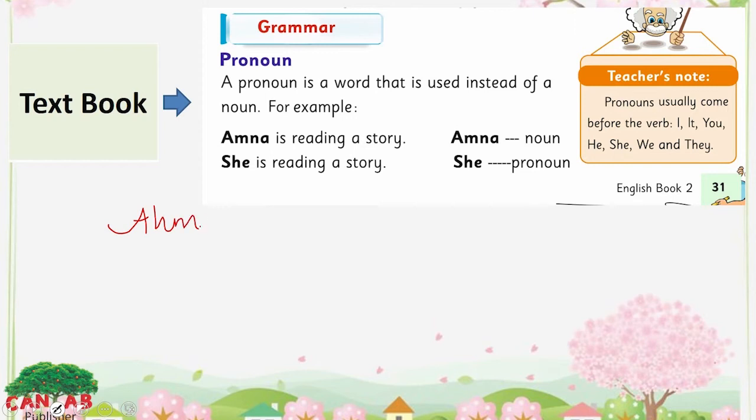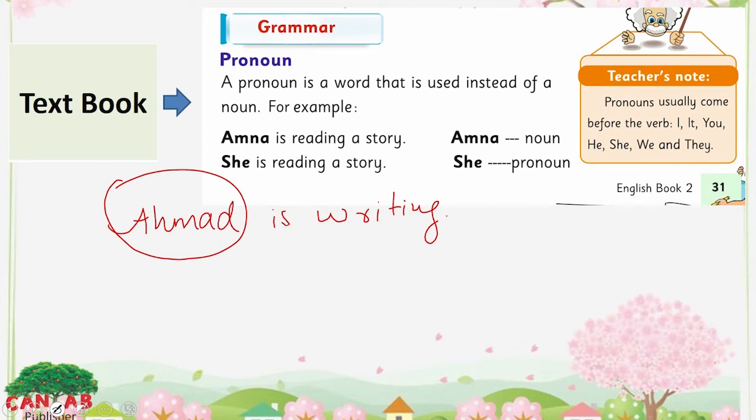Ahmed is writing. Here, Ahmed is what? Yes, noun. And how we will replace it? We will add she, no, because he's not a female, he's a male. What we will do? Yes, we will replace it by the pronoun he. He is writing.